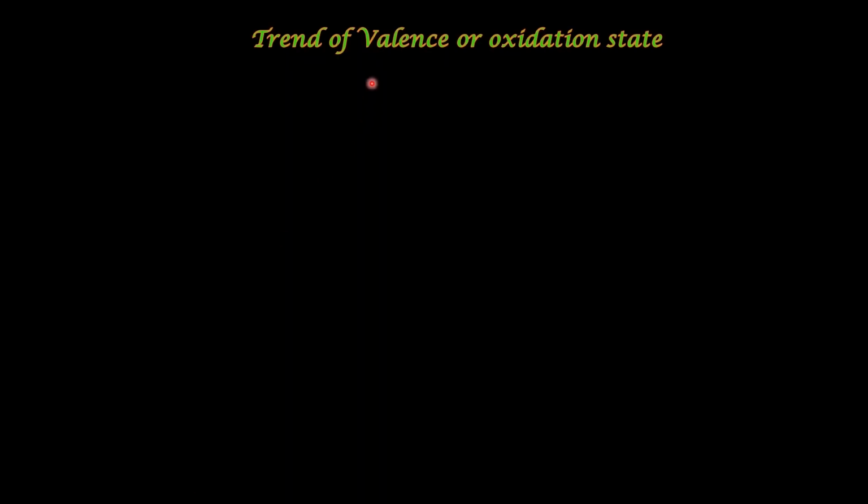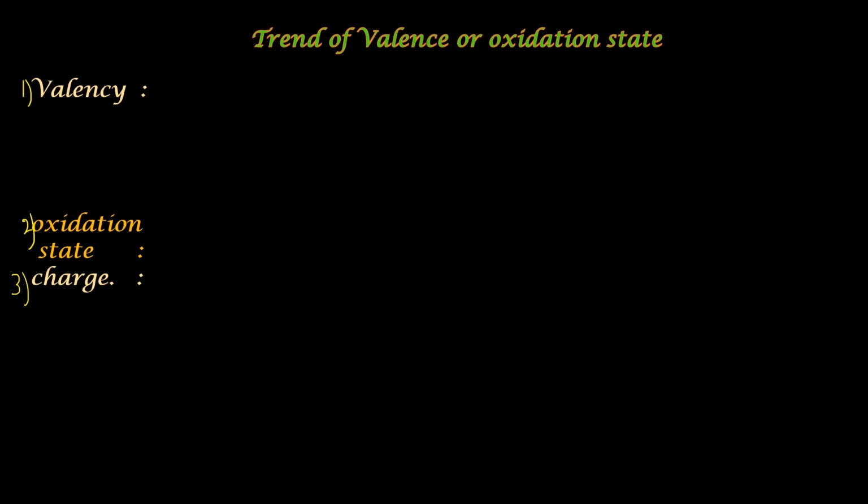Our topic is valence or oxidation state. Nowadays, instead of valence, the term oxidation state is preferred. So, in this consideration, we will be using the term oxidation state or oxidation number rather than valence. Many have difficulty in differentiating three terms, namely valency, oxidation state or oxidation number, and charge. So, I will first clarify them.